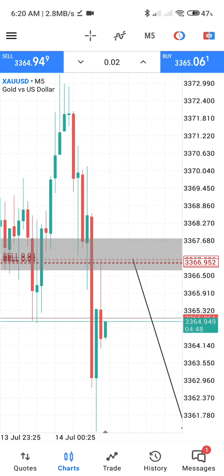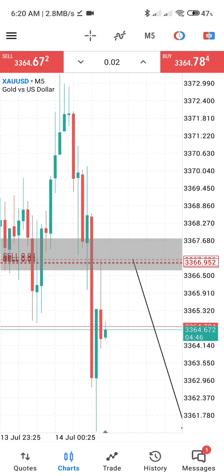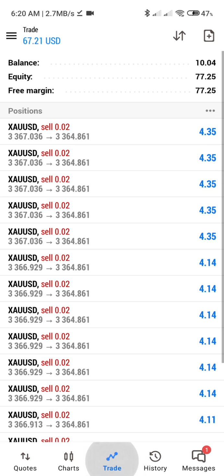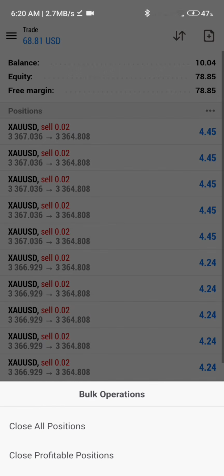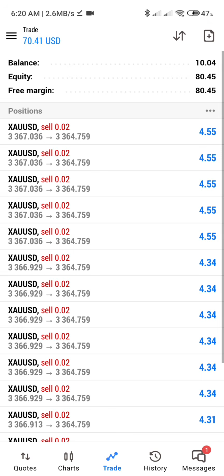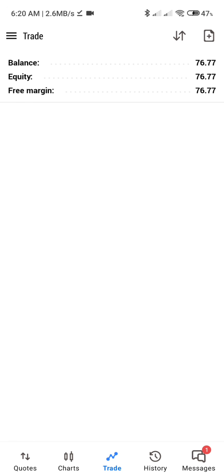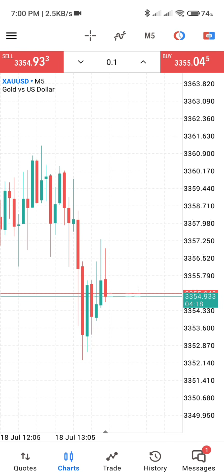So we can wait for our TP area. When it falls down, we can close our trade. Alhamdulillah, price reacted very well. We can close our trade here and wait for another setup.